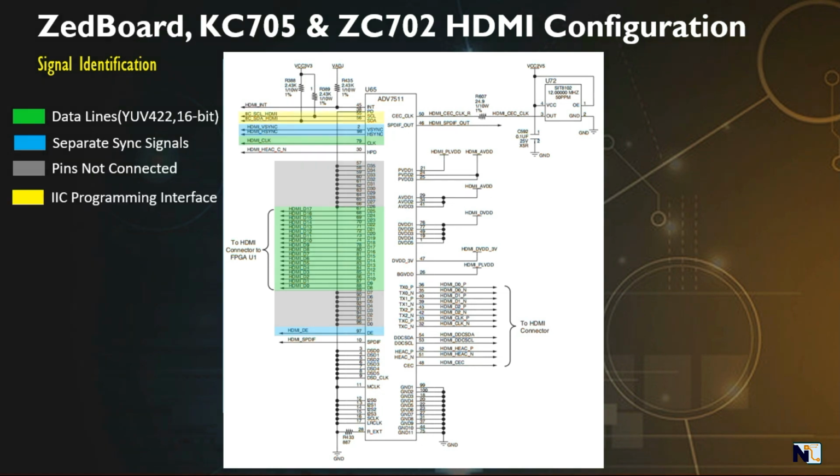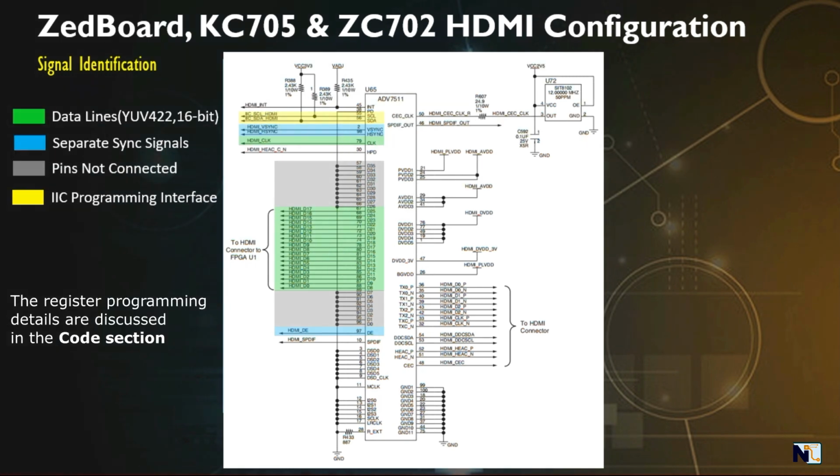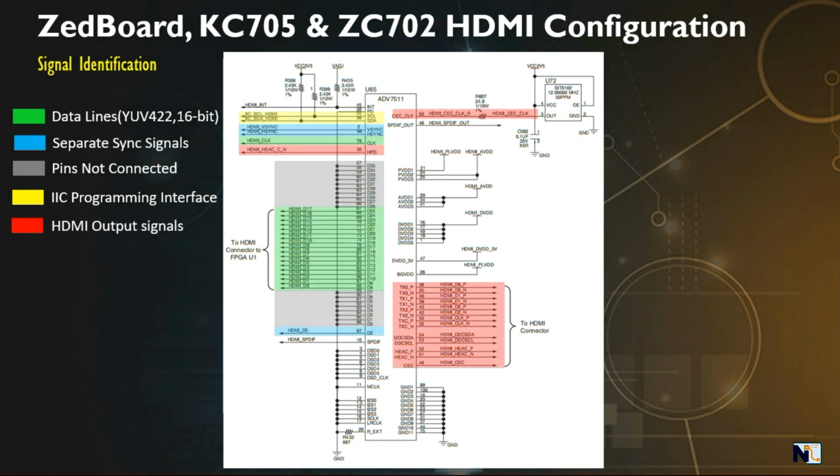The ADV7511 IC is a programmable IC. This is done by IC register programming through the I2C communication protocol. In this image, the pins are highlighted in yellow color. The HDMI output interface signals are highlighted in red color. The signals go straight to the HDMI connector and are ready to be displayed on our HDMI monitor.